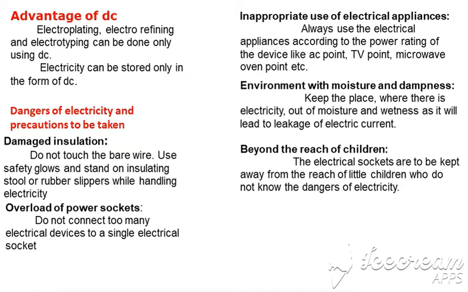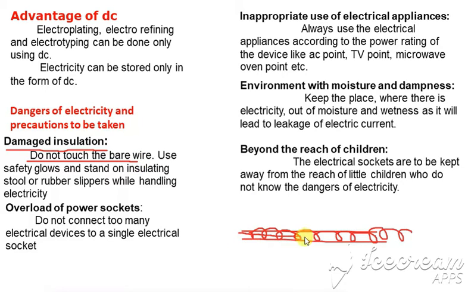Clear? So next we have the danger of electricity and precautions to be taken. We know that electricity is always dangerous, is it not? So what are the precautions we have to follow? First, damaged insulation. Insulation is the coating over the wire. When the insulation is damaged, do not touch the bare wire inside.